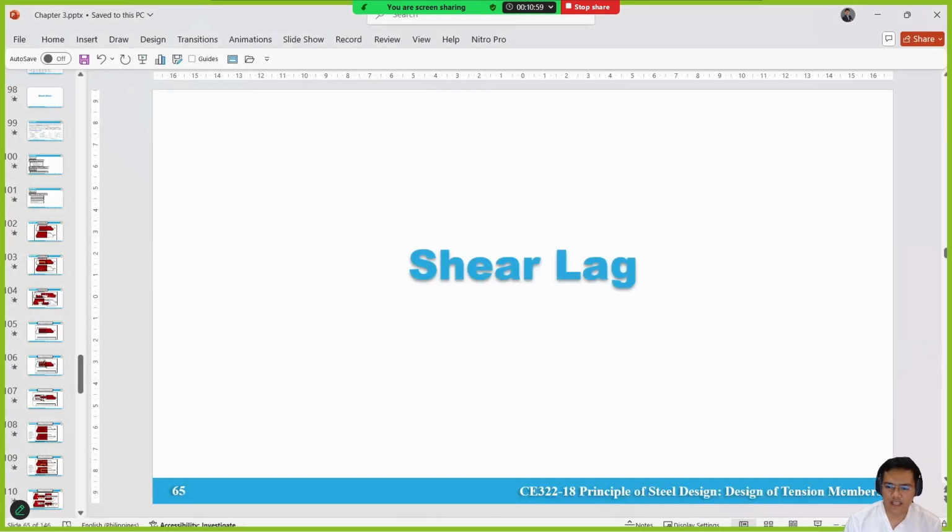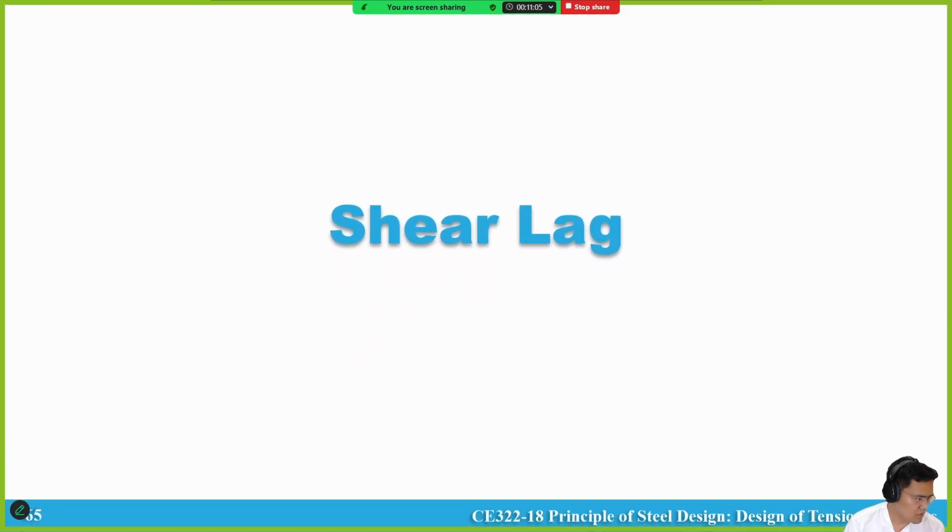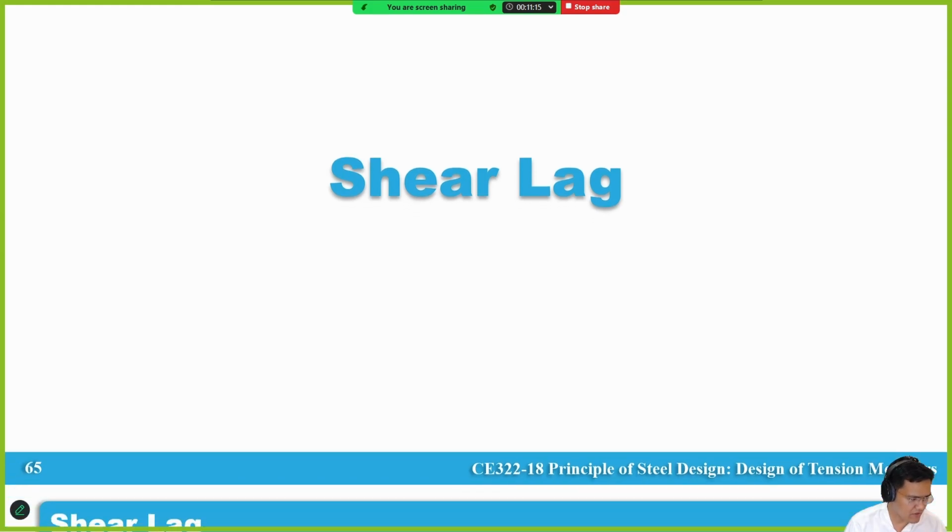Okay, so continuation ng ating topic discussion. Part 2 ng ating design of tension members would be shear lag, block shear, and design of cables and rods. So proceed tayo dito directly on shear lag.